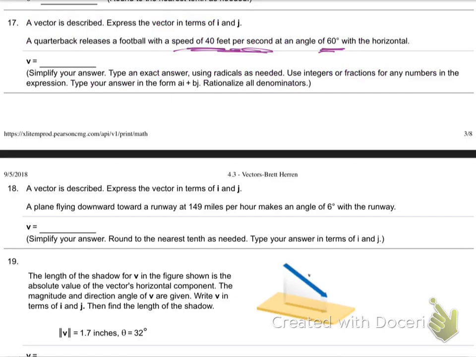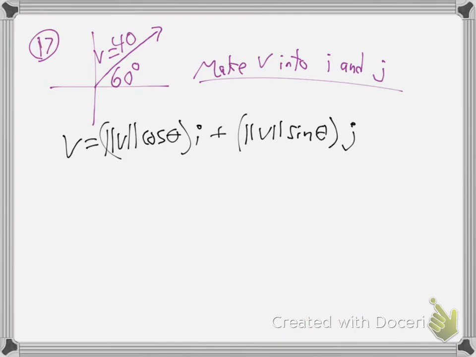What does it say here? Exact answer. Radicals are needed. No calculator. Let's try that one. See if you can get that.